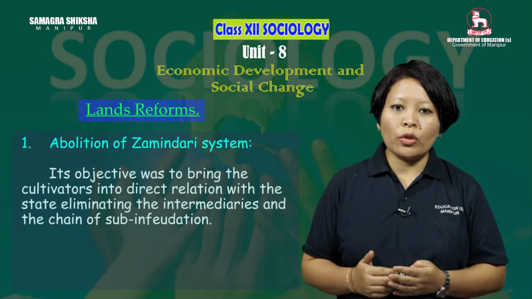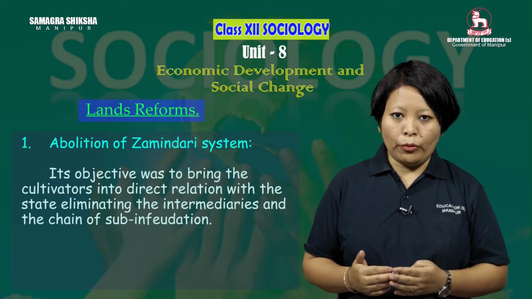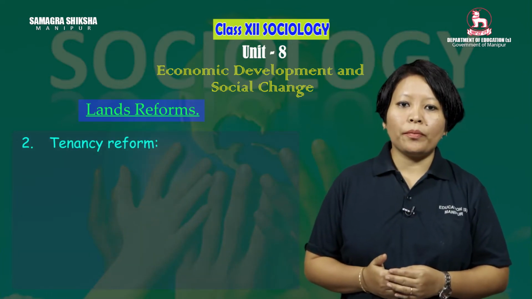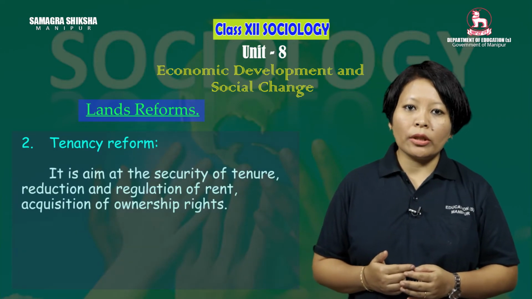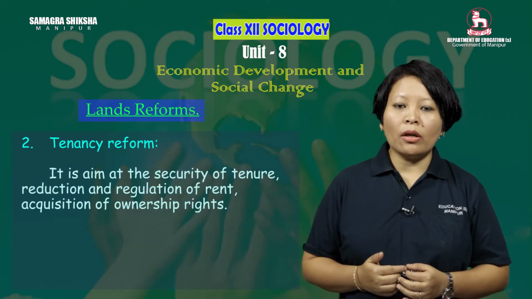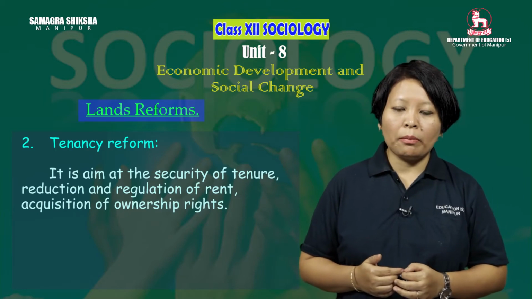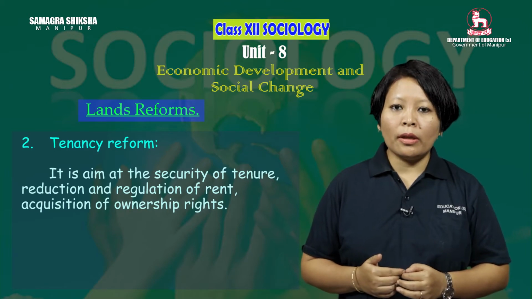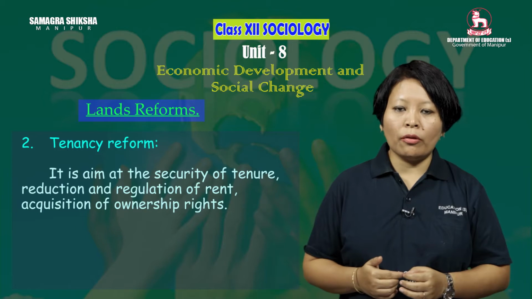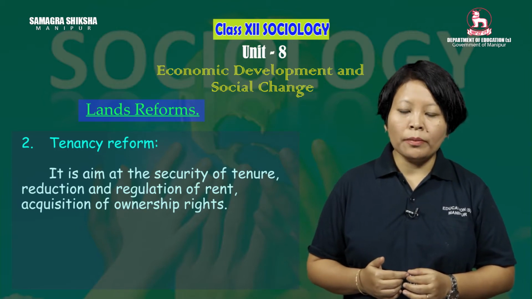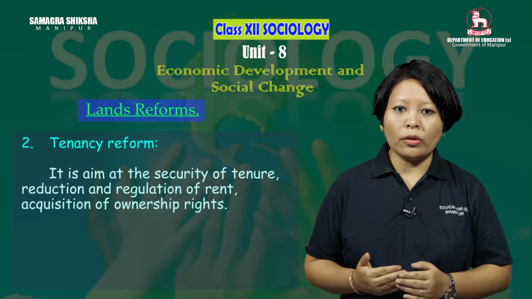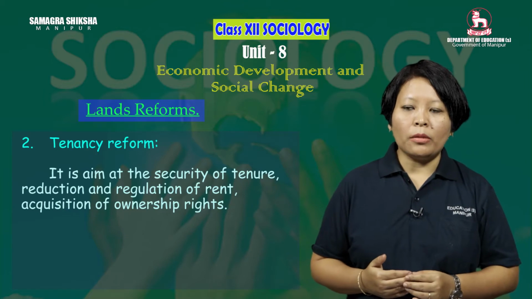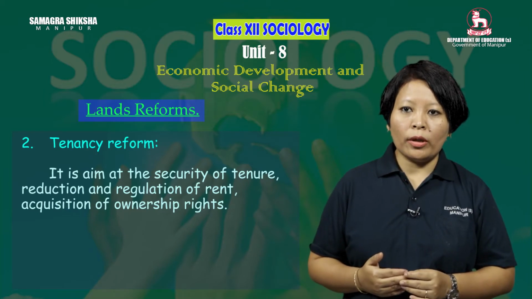Its objective was to remove the intermediaries, the middlemen, the zamindars. Number two, tenancy reform. It is for the safety and security of the farmers, the tenants, because many times farmers and peasants suffered at the hands of the landlord. Even when there was drought or flood, irrespective of the environment, they needed to give a fixed portion of the crops. All these troubled the farmers, because of which tenancy reform was made.